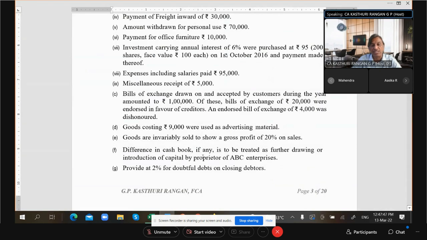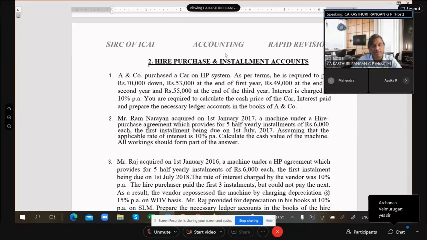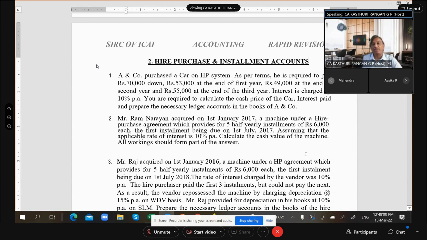Now we are going to the next chapter. In the order in which I have given, the next chapter is hire purchase and installment accounts. It's one of the easiest chapters, is it not? You will get problems from this carrying 5 marks to 10 marks. Maximum 10 marks only you will get from this chapter, not more than that.